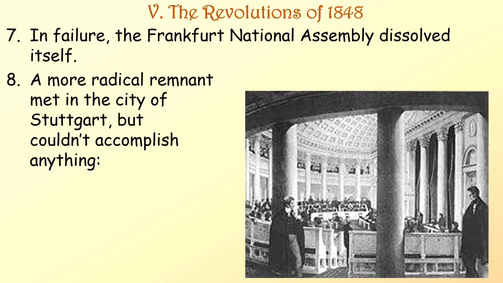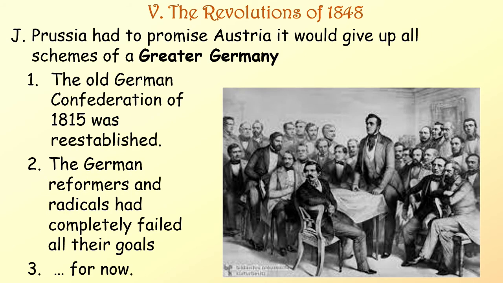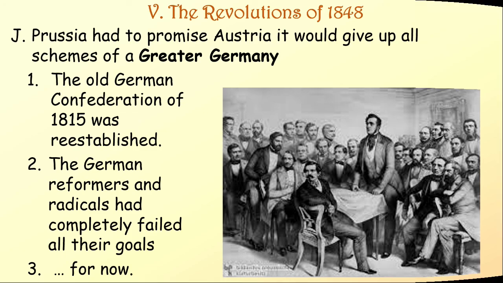In failure, the Frankfurt National Assembly dissolved itself. A more radical remnant met in the city of Stuttgart, but couldn't get anything accomplished. Prussia had to promise Austria that it would give up all hopes, all schemes, all plans, all talk of this Greater Germany concept. It was such a threat to Austria. The old German Confederation of 1815 was reestablished. The German reformers and radicals had completely failed all of their goals for now.